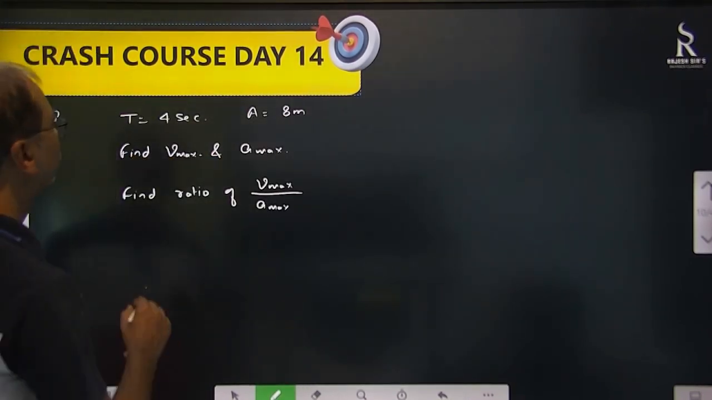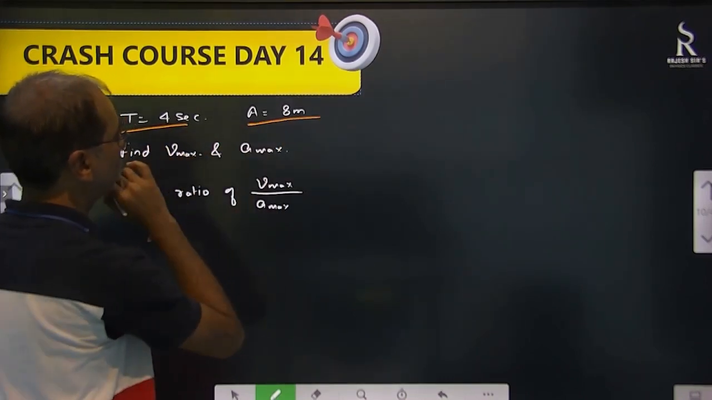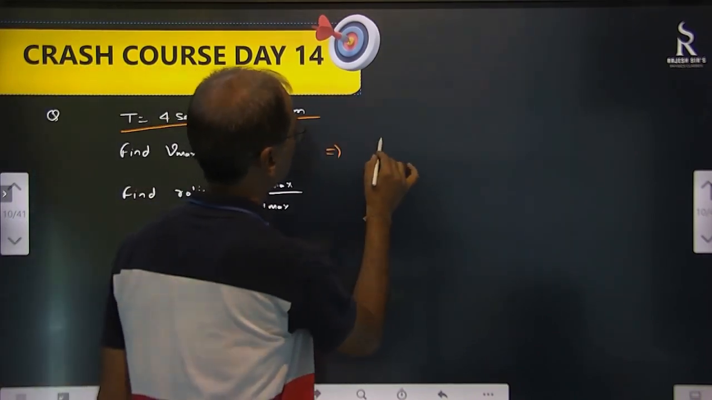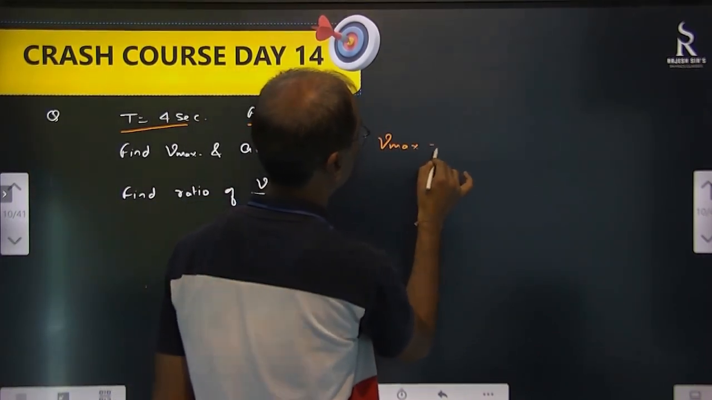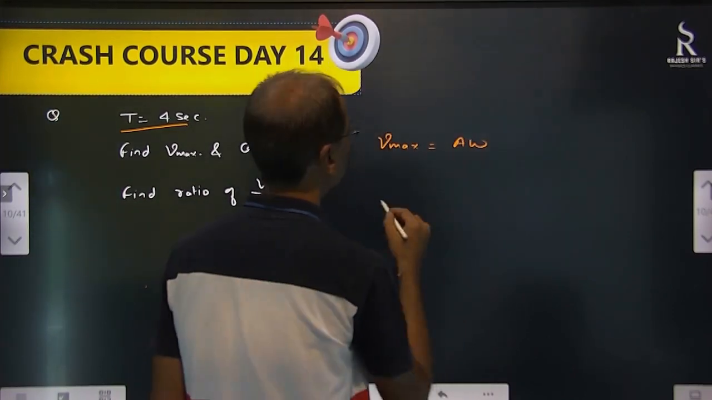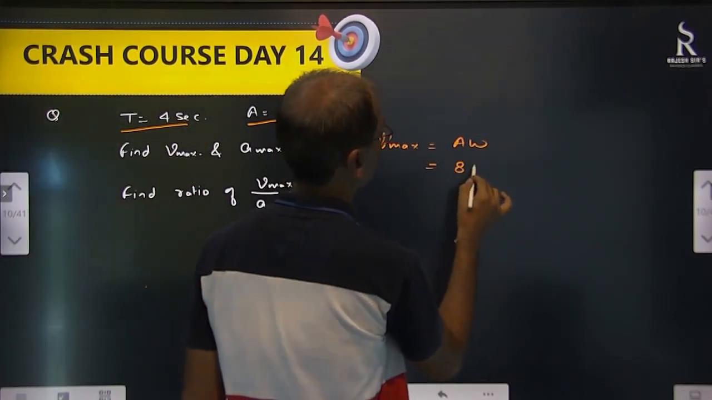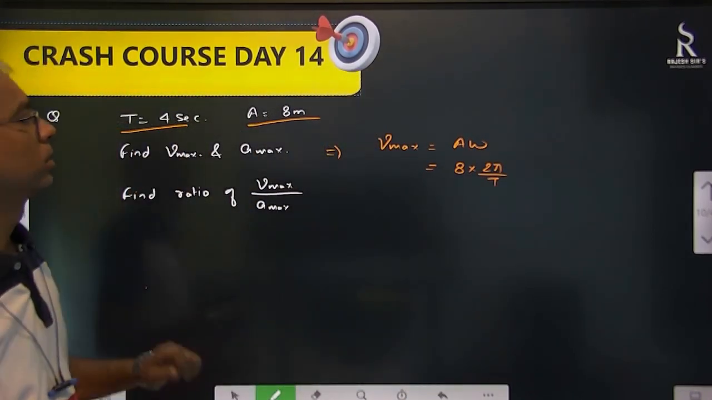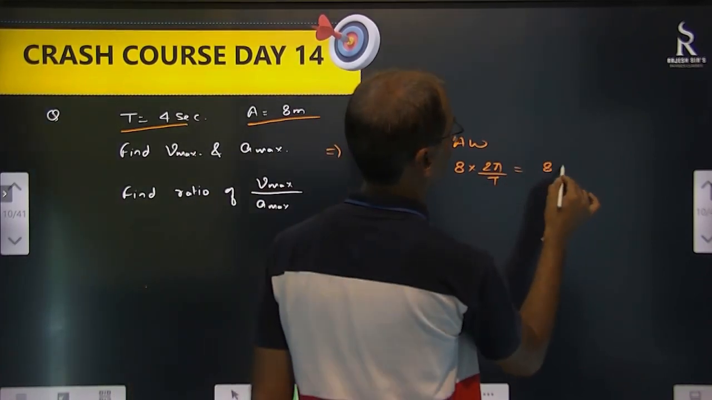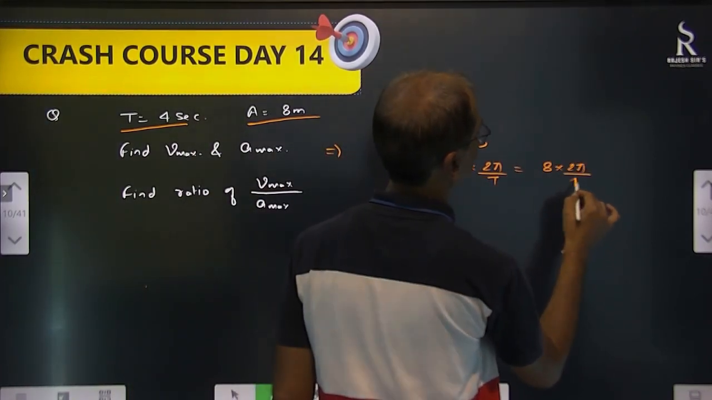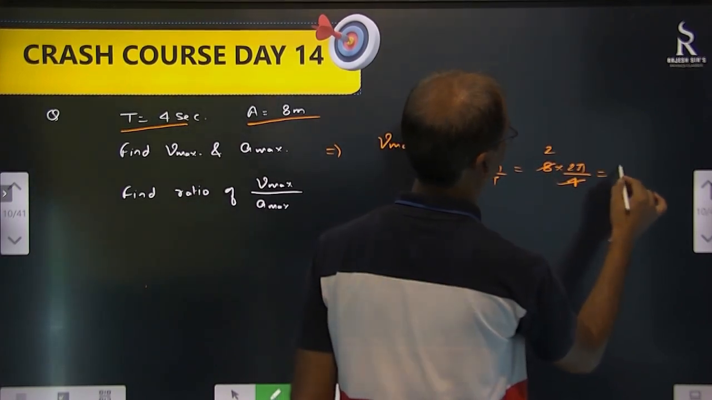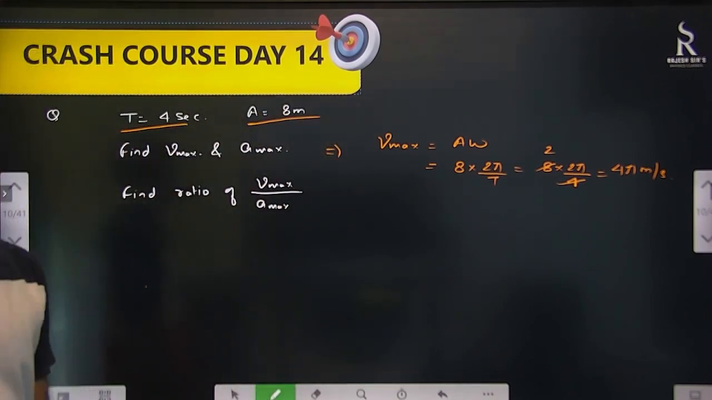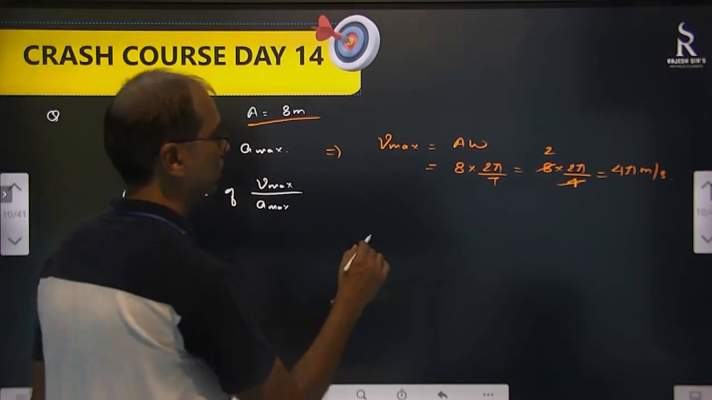It says t equal to 4 seconds, amplitude is 8, find V max and A max. Very simple. V max is what? A omega. A is given, omega also we can find. So A is 8 and omega is 2 pi by T, and the time period is given to us as 4 seconds. So 8 into 2 pi by 4. This is 2, so 4 pi meter per second, the maximum velocity.